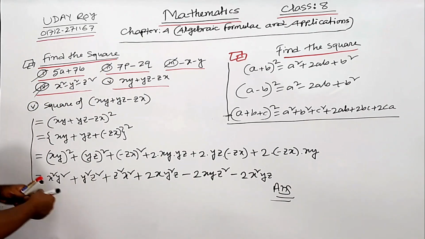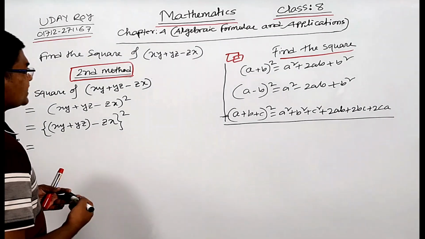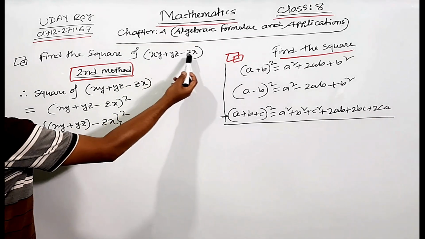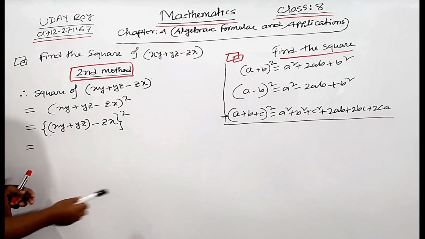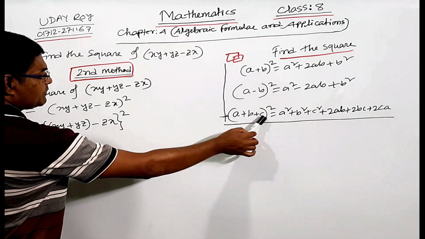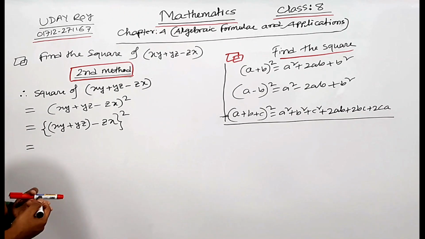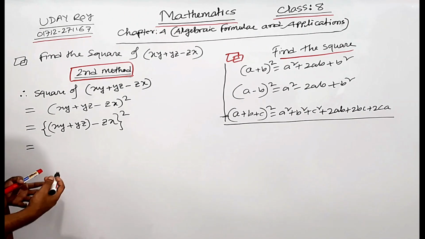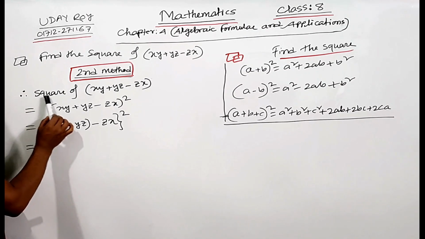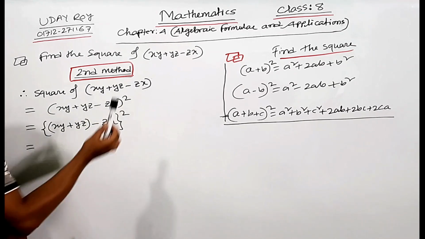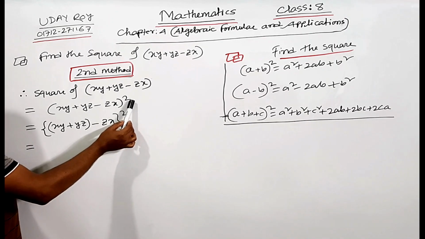We have done maths number 5. Now we will do the second method of maths number 5: xy plus yz minus zx. Find the square of it. Already we have done the maths using this method, a plus b plus c whole square. Now if you have more than two terms, that means 3 terms or 4 terms, we can do the maths in this way. At first you have to write, therefore, the square of xy plus yz minus zx, xy plus yz minus zx whole square.